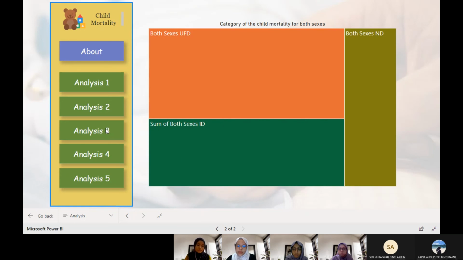This graph is made up of a succession of nested rectangles with sizes proportionate to the data value. We can see in this graph there are 3 nested rectangles with their own size. The largest rectangle indicates the most value. We also see here that for both sexes, UFD has the largest rectangle compared to the rectangles of ID and ND. Thus, it shows that the highest number of child mortality for both sexes is UFD, which is under 5 deaths. So we proceed to analysis 3.